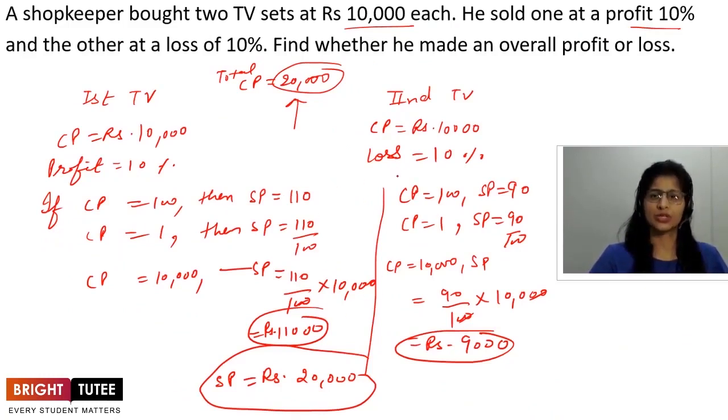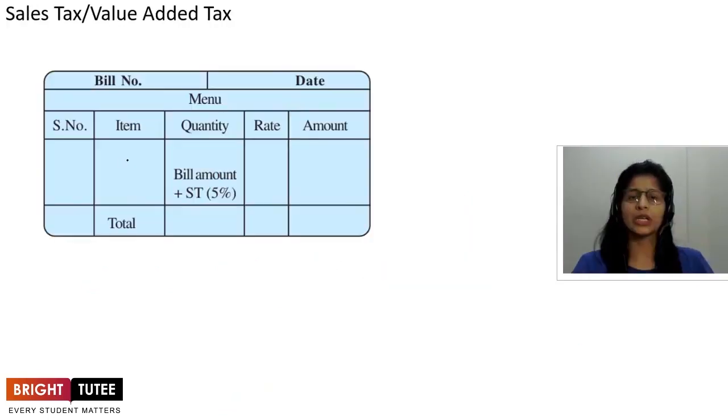Clear? So this is how we are going to solve the questions on profit percent, loss percent, how to calculate if the profit and loss are different on different items. That also can be considered and calculated. Okay. So now let's discuss one more topic, that is sales tax or value added tax.